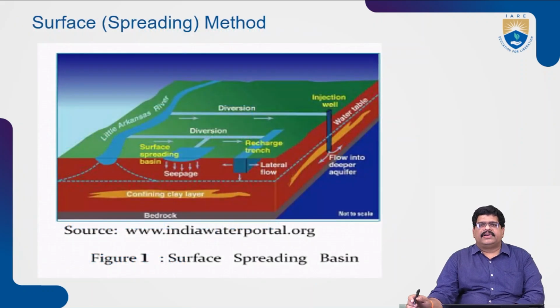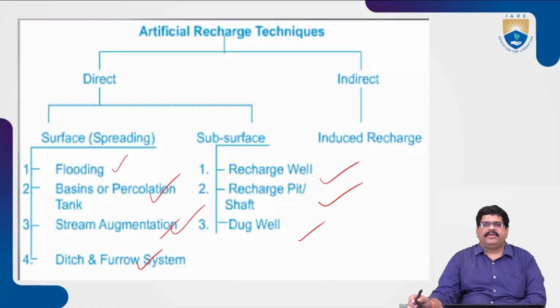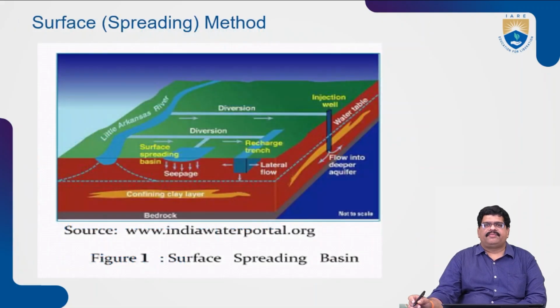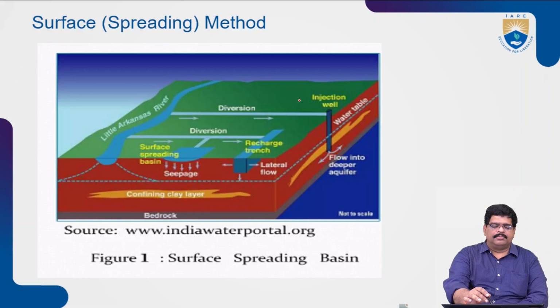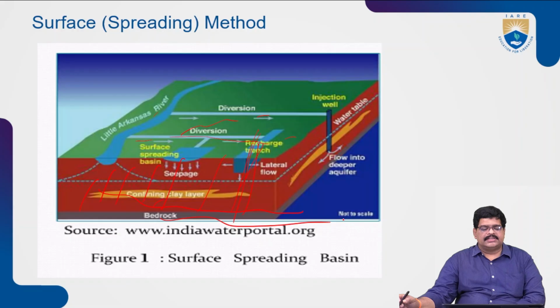The first one is surface spreading. In the direct method of artificial recharge, as we discussed, there is surface spreading. Let us see that one. Surface spreading is where the water floats above the ground and can be utilized. The water can be spread directly, and it flows inside to the bedrock. That is the surface spreading method that can be applied in the basin.